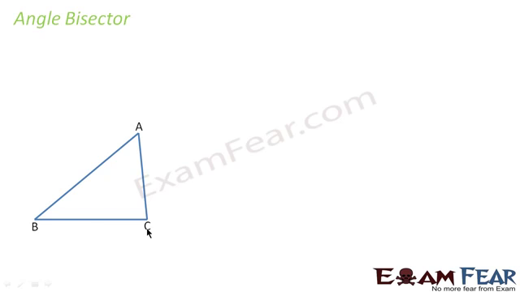So there are two kinds of angle bisector. One is called the internal angle bisector, and the second is called the external angle bisector. We'll study both actually. In the first case, we'll go for the internal angle bisector.